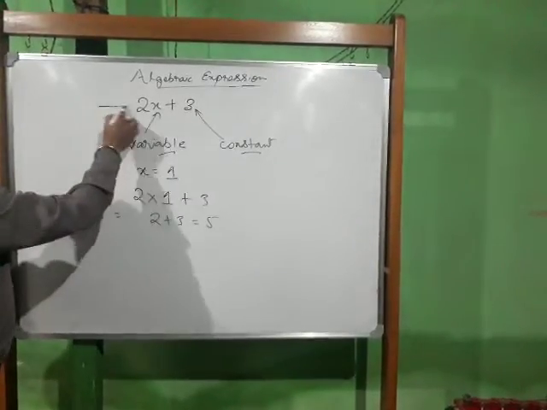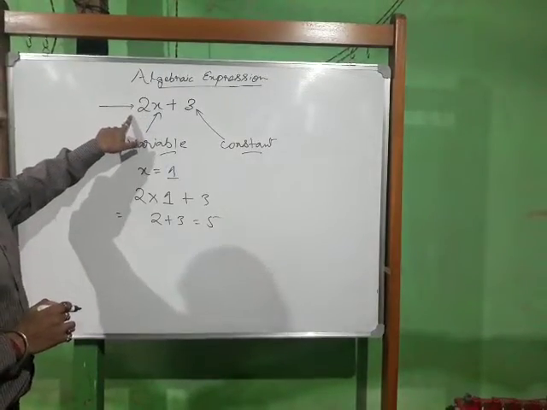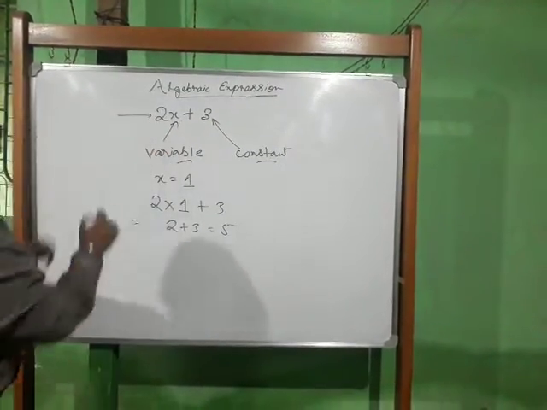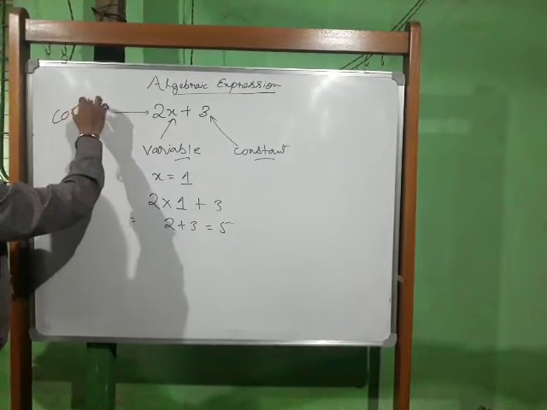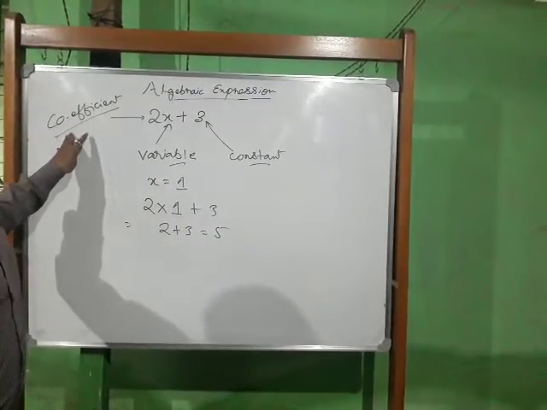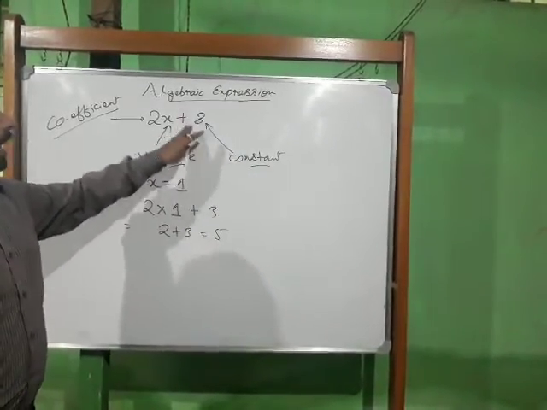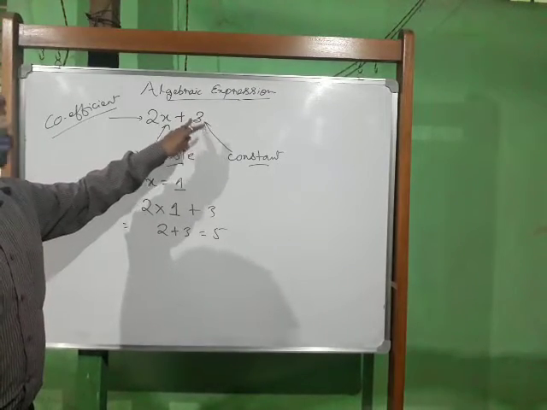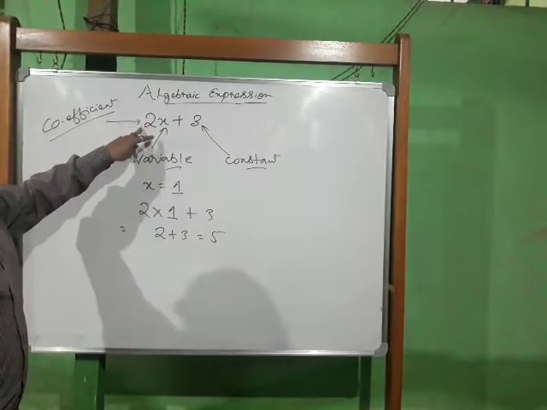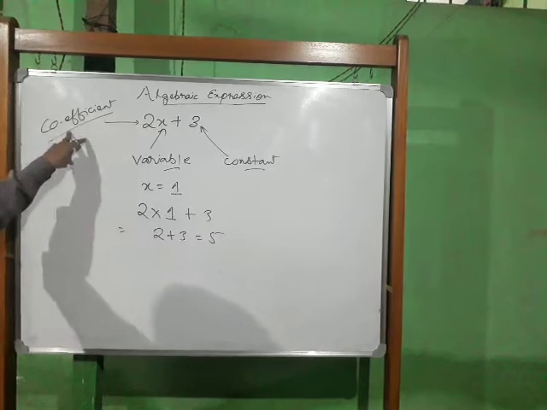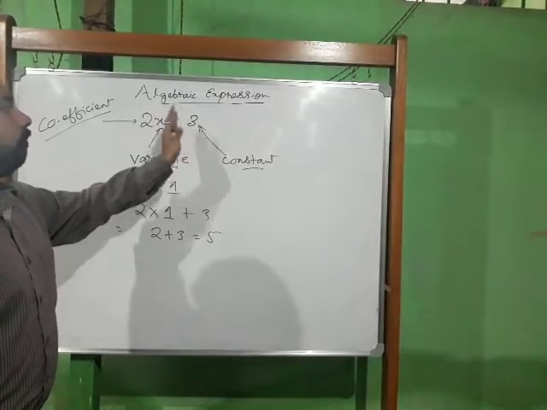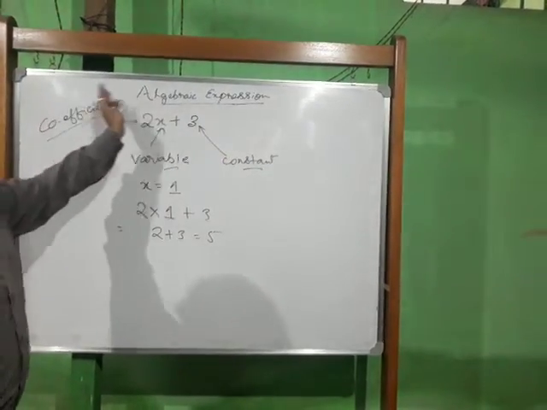Now what is this 2 called? The number which is associated with the variable is called coefficient. Okay, this is called coefficient. Don't confuse coefficient and constant. Constant means those numbers where there is no variable, and the number which is associated with variable, that is called coefficient. So variable with constant, that is known as algebraic expression.